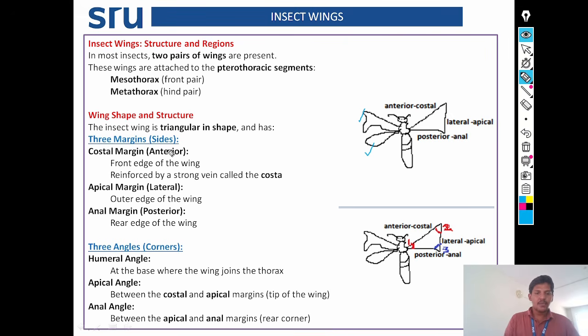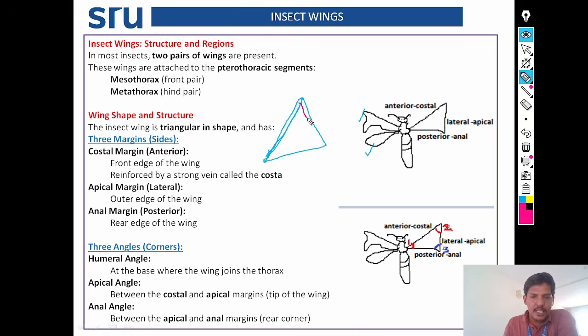See the wing shape and structure here. Insect wings are generally triangular in shape and have 3 margins and 3 angles. See the first margin. This is the costal margin or anterior margin, the front edge of the wing reinforced by a strong vein called costa. Here one strong vein is there, that is costa. That's why its name is costal margin.